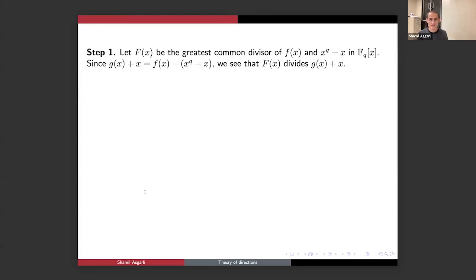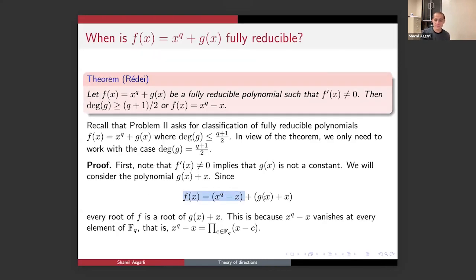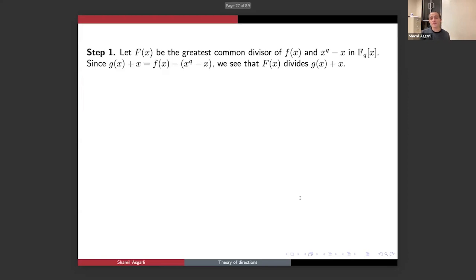So step 1 is that we take capital F of x to be the greatest common divisor of little f of x and x to the q minus x in the polynomial ring F_q[x]. Since g of x plus x is f of x minus (x to the q minus x), and that follows from this equality here, it means that capital F of x must also divide g of x plus x, because capital F of x divides each of these terms. So it must divide their difference. It must divide g of x plus x. So that is the first step.